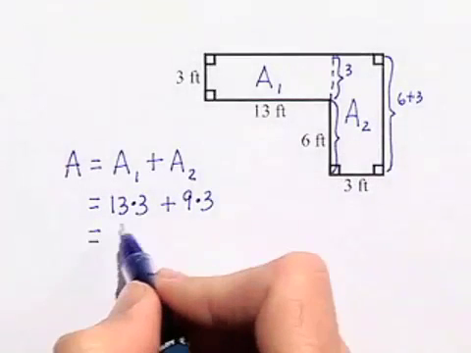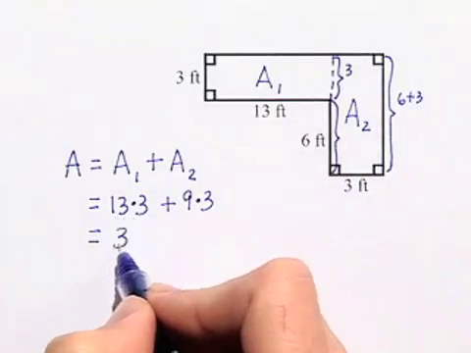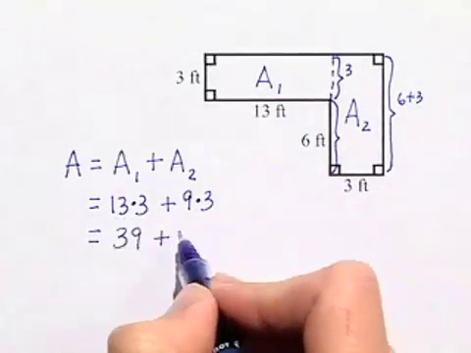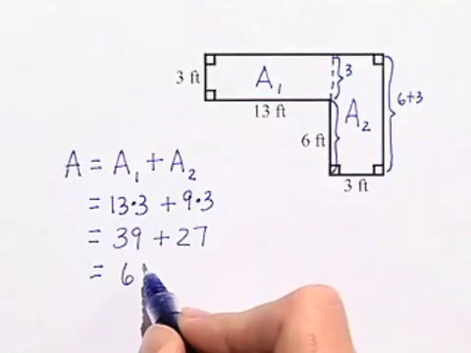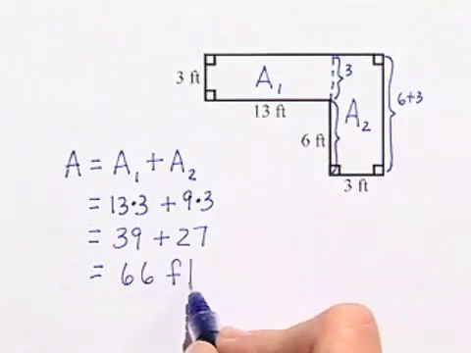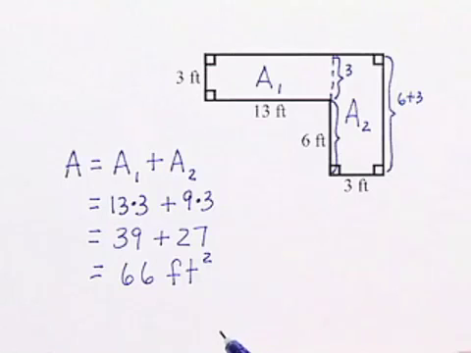So let's figure out what that is. 13 times 3 is 39, plus 9 times 3 is 27. When we add those together, we get 66, and we're going to write our answer as 66 feet squared, or we can say 66 square feet because it's an area.